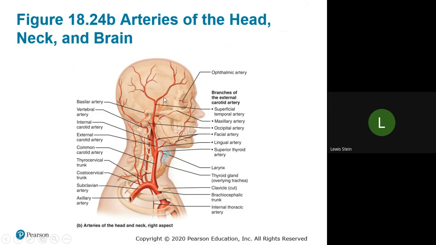right over your temple, right above your ear and on the outside of your forehead, pointing towards you, is called the superficial, because it's on the surface, temporal artery. That's the termination, effectively, of the external carotid. And yes, this would be an illustration that's on there.